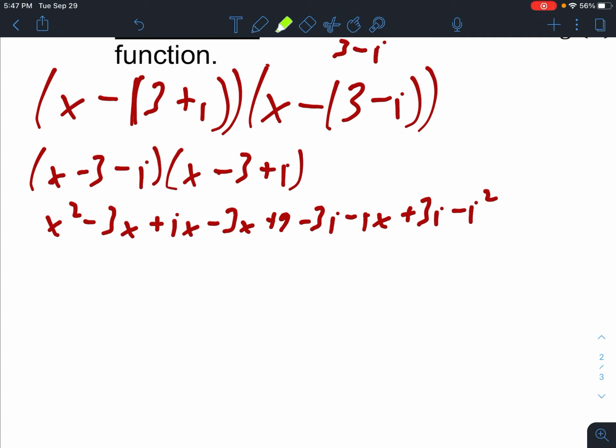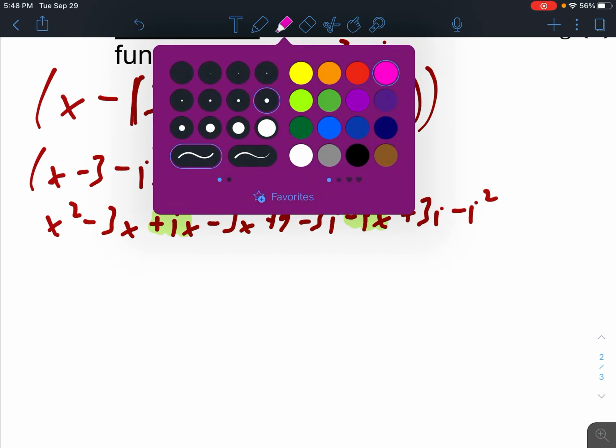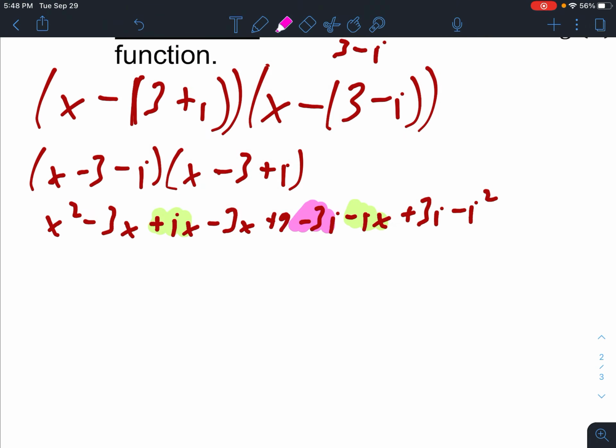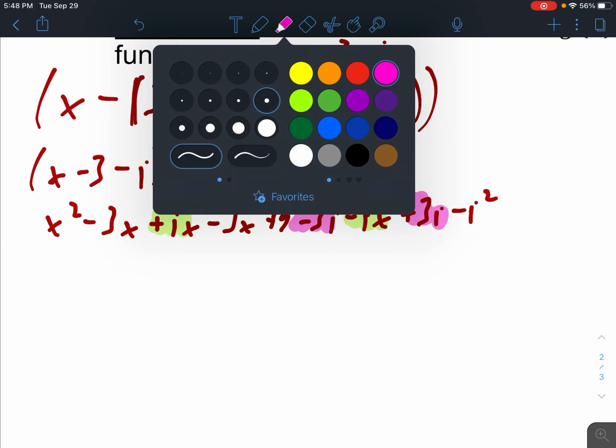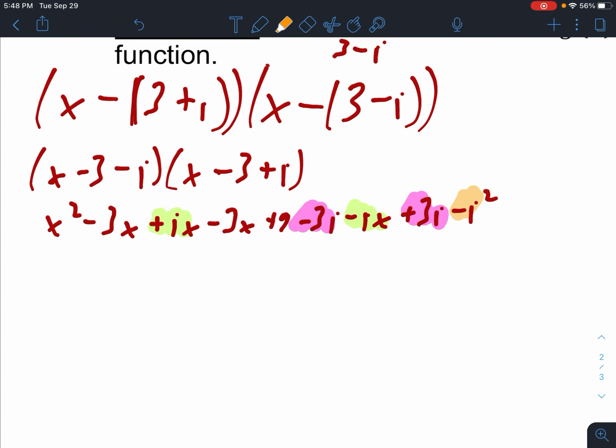And we should notice a couple things here. We should notice those two will cancel themselves out. And we should also notice those two will cancel themselves out. And one more thing, this is just negative, negative 1, so really that's just plus 1. So now I can rewrite this as x squared minus 6x plus 10.